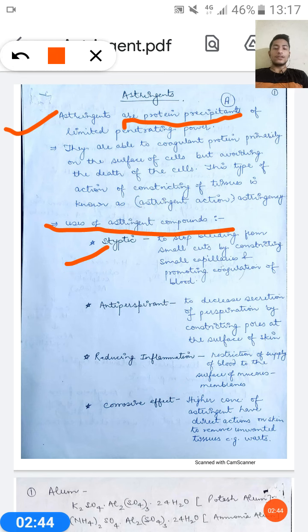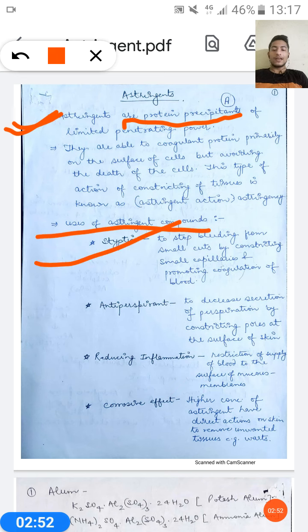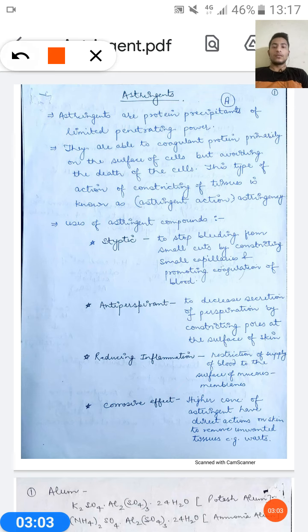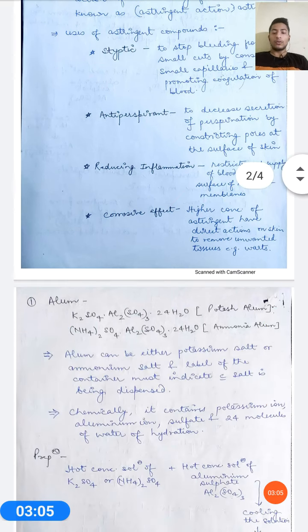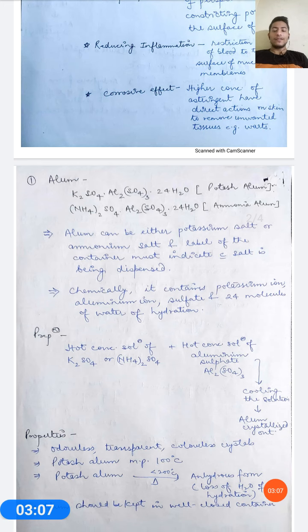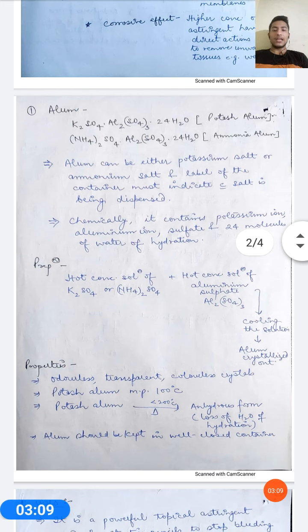It is written here astringency. So we have studied about the astringents and their uses, which are styptic, antiperspirant, reducing inflammation, and the corrosive effect. In the corrosive effect there is a direct action on skin to remove the unwanted tissue. So now we have to discuss the official compound, which is alum, which includes potash alum and ammonia alum.